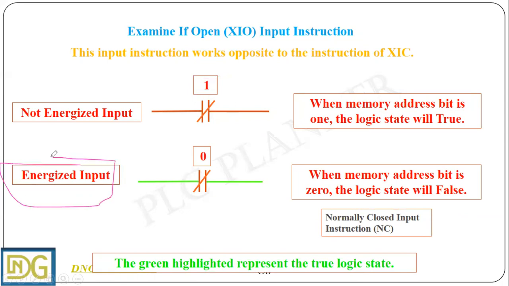When energized, when you are pressing this symbol, it will show 0. So 0 means the logic state will be false, meaning it is not forwarding the signal to other instructions. Sometimes we also call it by its second name, normally closed instruction. And the green highlight represents the true logic state.